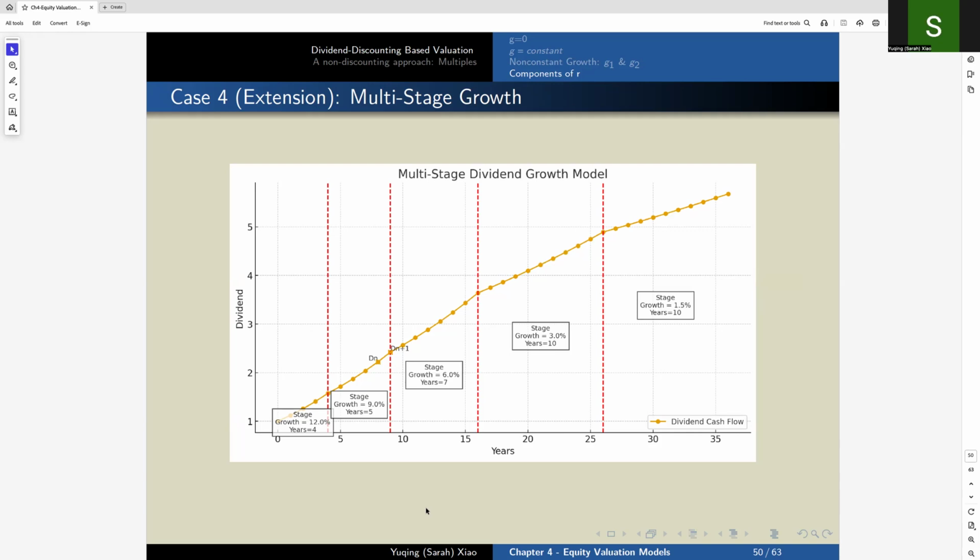For example, this graph shows a multi-stage growth model. The process to find the present value of the dividend is the same. We first forecast dividends year by year for each stage. And at the end of the last stage, we calculate the terminal value using the Gordon growth model. And then finally, we discount everything back to today. This flexibility makes dividend discount models powerful.